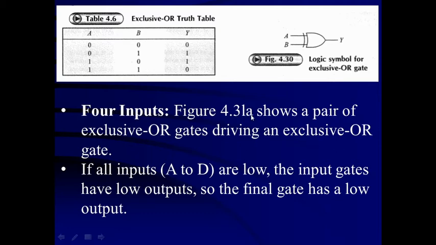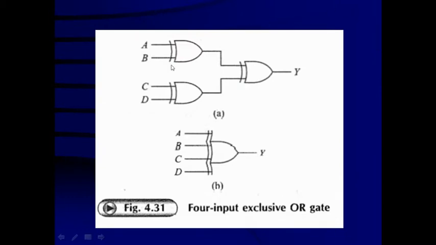Figure 4.31a shows a pair of exclusive OR gates driving an exclusive OR gate. If all inputs A to D are low, the input gates have low outputs so that the final gate has a low output. According to the truth table, if A is equal to 0 and B is equal to 0, both inputs are the same, so the output of this exclusive OR gate is going to be 0. That means this input is going to be 0. Similarly here, C is equal to 0 and D is equal to 0, so the output of this gate is going to be 0. So this input is going to be 0. Both inputs of the final gate are 0, so the output is going to be 0.